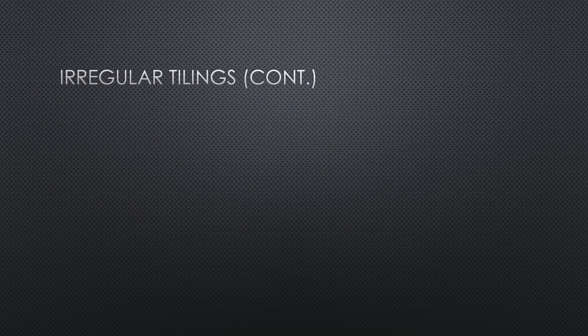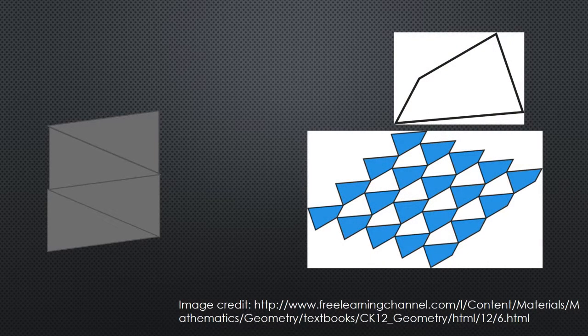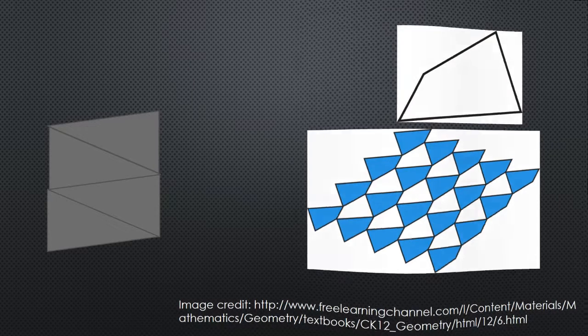With irregular tilings, any kind of triangle or quadrilateral can tile a plane. For reference, a quadrilateral is any 4-sided shape. This can be seen by the following examples. These scalene triangles, or triangles with 3 sides of different lengths, can still tile a plane, just like an equilateral triangle can. And here we can see that an irregular quadrilateral is just as capable of tiling as a square is.